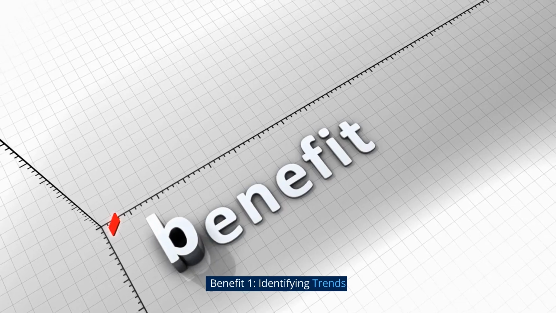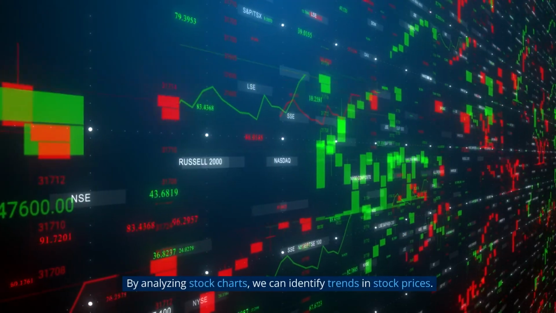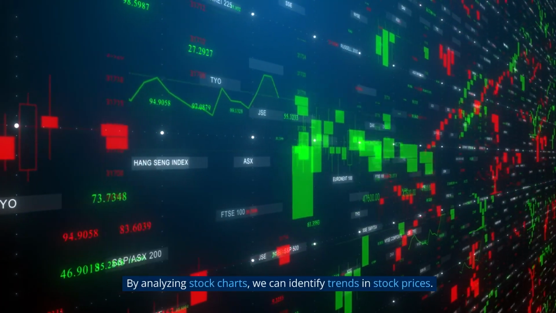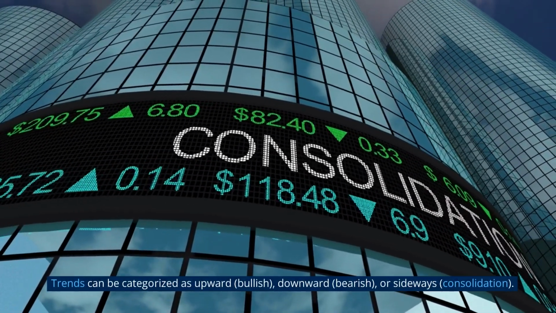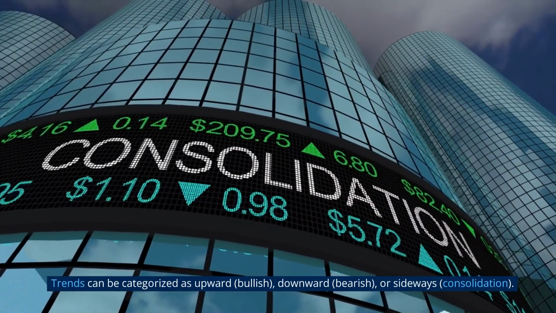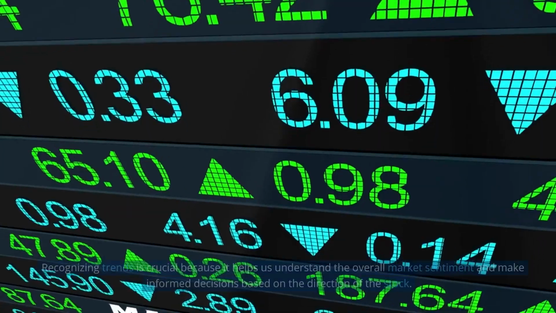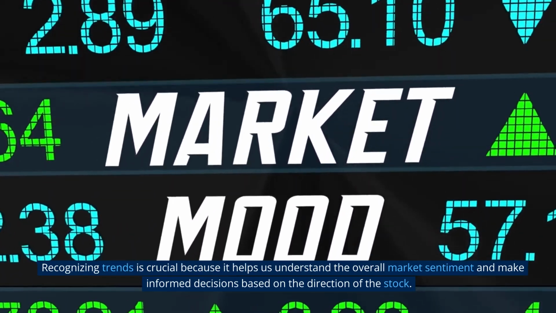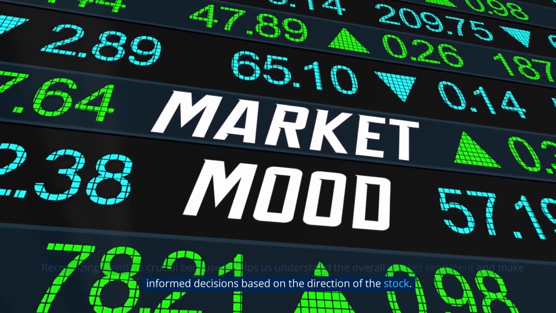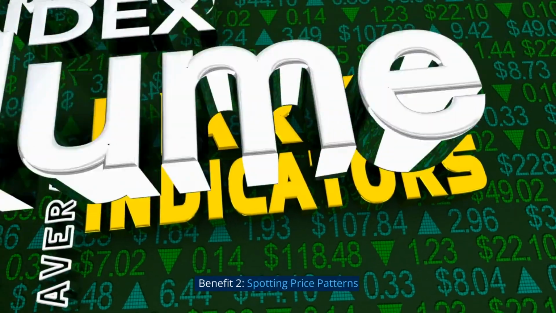Benefit 1. Identifying trends. By analyzing stock charts, we can identify trends in stock prices. Trends can be categorized as upward, bullish, downward, bearish, or sideways consolidation. Recognizing trends is crucial because it helps us understand the overall market sentiment and make informed decisions based on the direction of the stock.